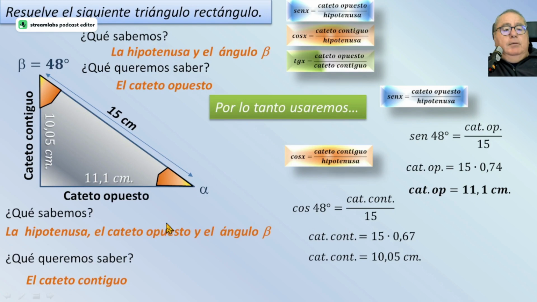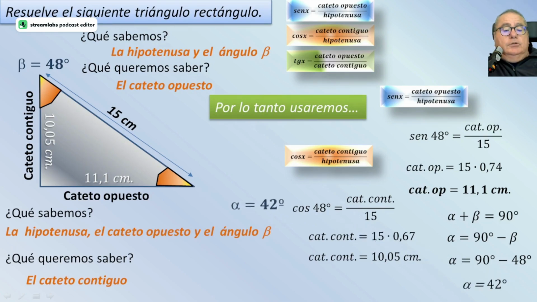We already have it. And finally, to finish solving this problem, we only need to find the amplitude of the alpha angle, since we know that alpha and beta add up to 90. Solving for alpha, which is what we do not know, it would be 90 minus beta, and as beta is worth 48 degrees, alpha would be 90 minus 48, which is 42 degrees. We put it there in its place and we have it.